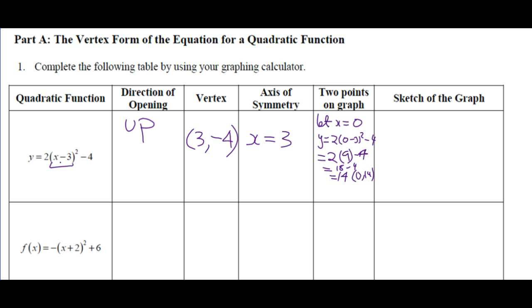That's a useful point, right? Putting in x equals 0 gives us a useful point because that's the y-intercept. If we want to graph, it's always nice to have the y-intercept. I can graph the y-intercept.